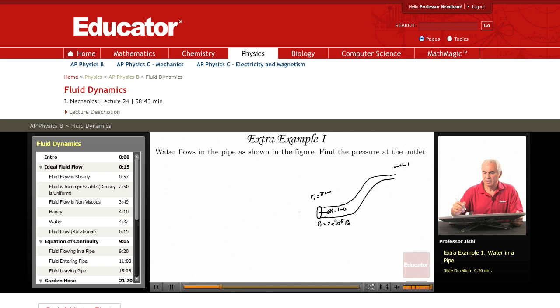The outlet, we're told that the outlet is 4 meters higher. And we're given that the radius here is 4 centimeters. I want to find the pressure here, P2. I also don't know V2.